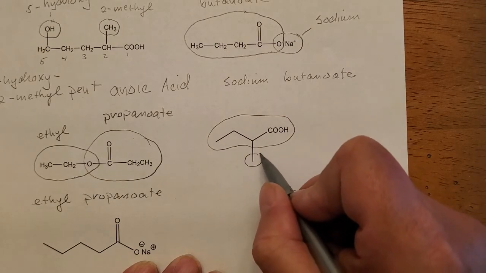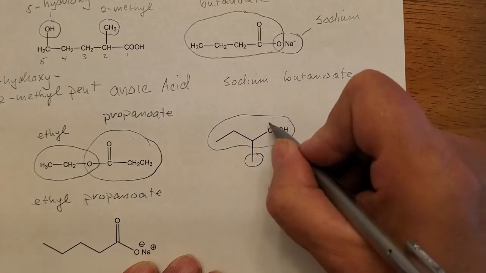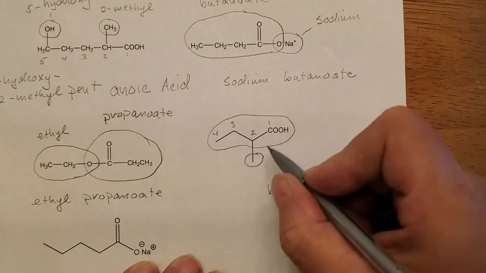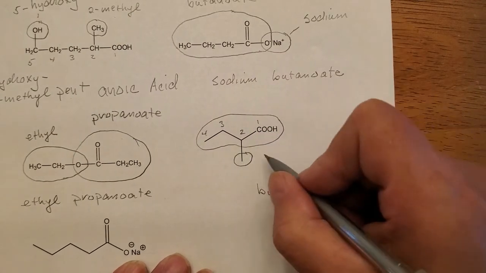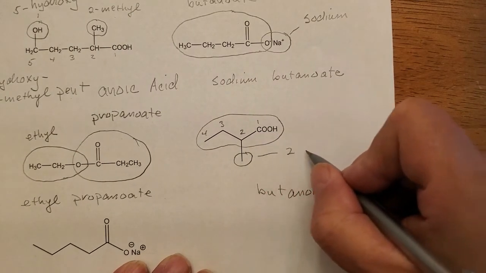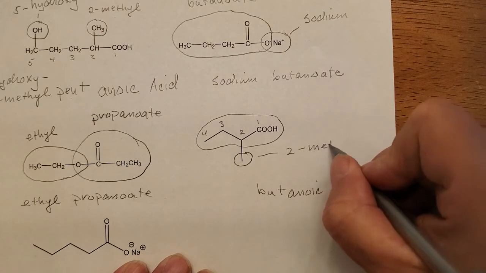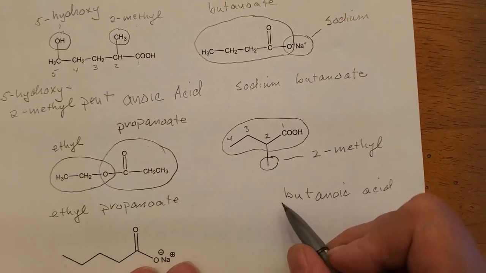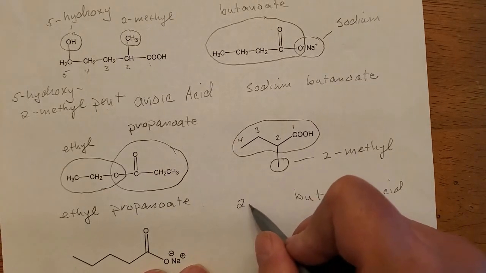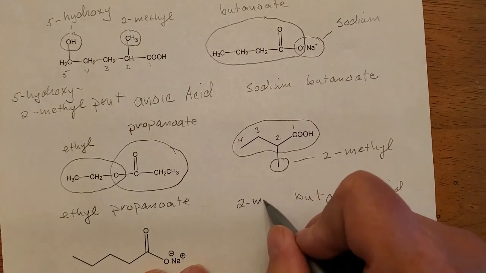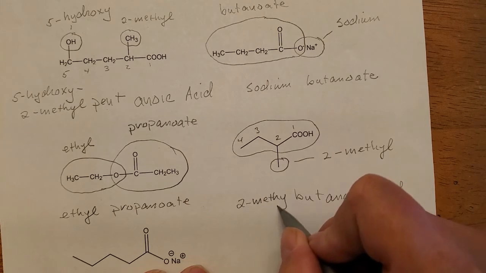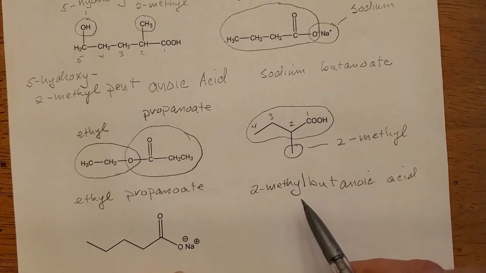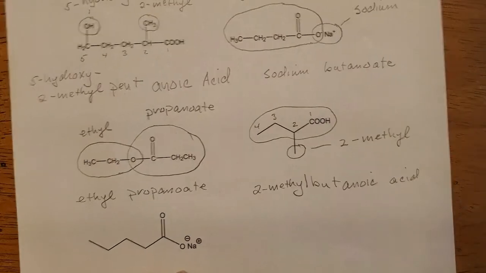We have to name this substituent group. Carbon 1, 2, 3, 4, carbon 2. So this group is going to be 2-methyl. And so this is named 2-methyl butanoic acid.